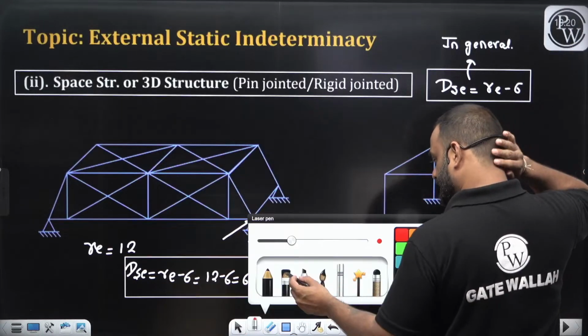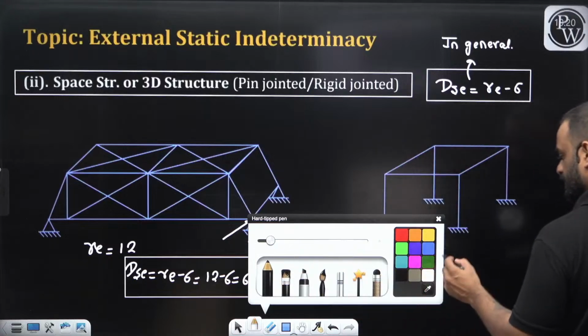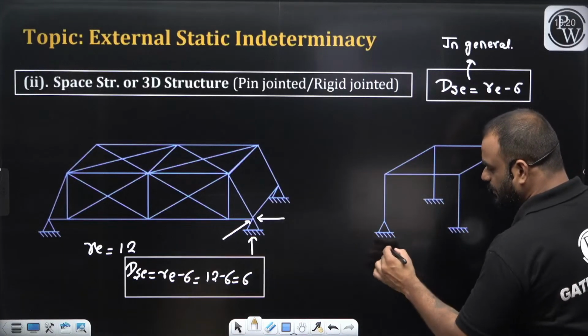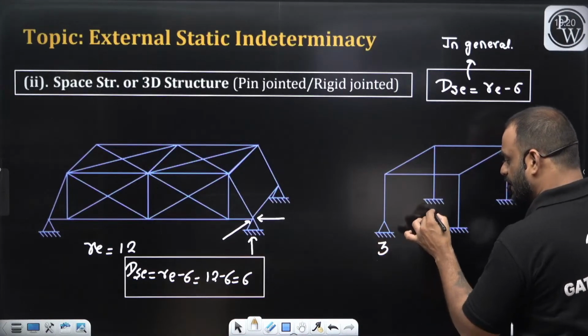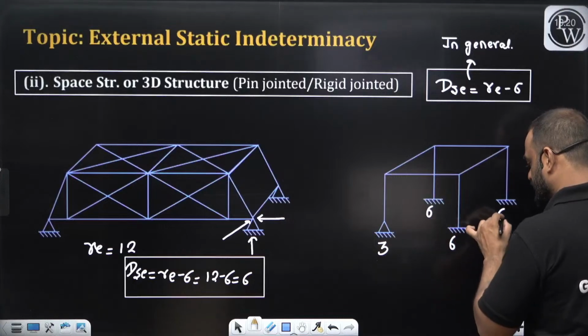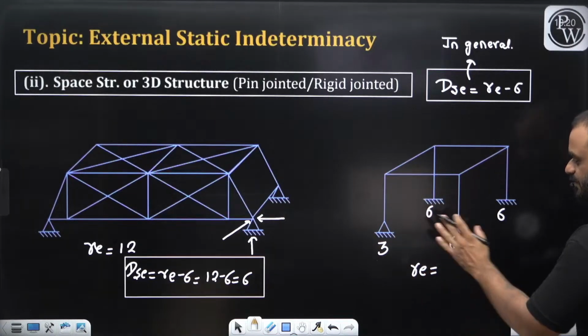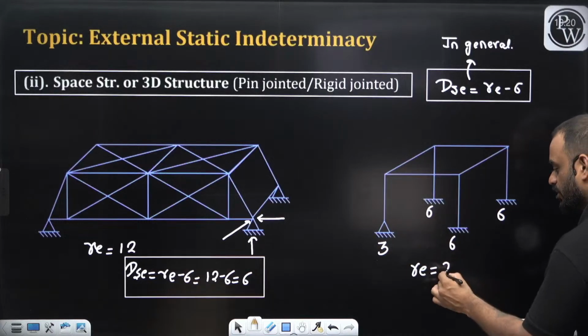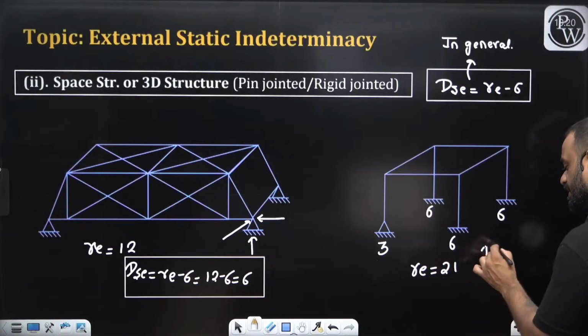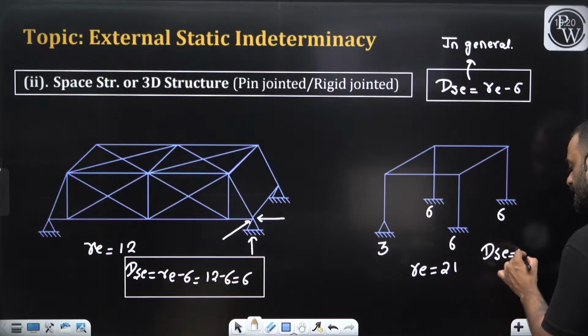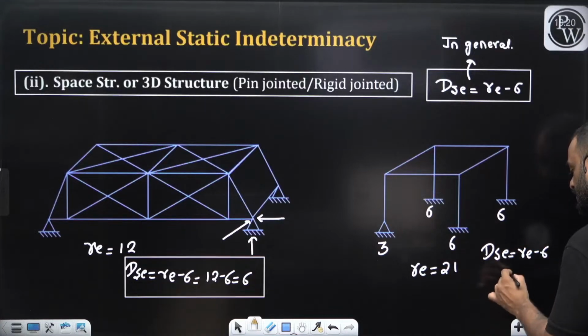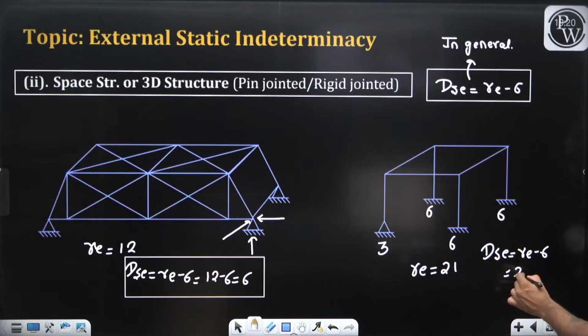Let us solve this. At this support, how many reactions do we have? 3. At this, 6, 6, 6. So we can write here total RE is equal to how much? 18 plus 3, that is equal to 21. So we will write DSE is equal to how much, sir? It is RE minus 6. So RE is equal to how much? It is 21, sir. 21 minus 6, it is equal to 15.